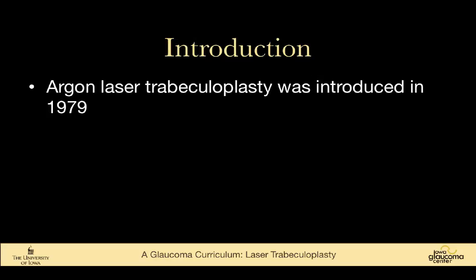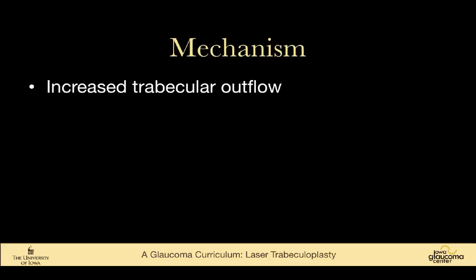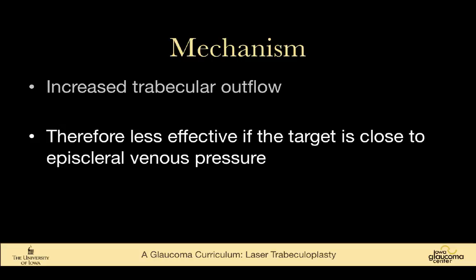So trabeculoplasty dates back to 1979 and is a way of treating the trabecular meshwork with laser energy to increase trabecular outflow, conventional outflow. Therefore, really not that helpful if you have somebody with normal tension glaucoma and the target is 9 or 10 millimeters of mercury, because relying on trabecular outflow, it will be limited by episcleral venous pressure.